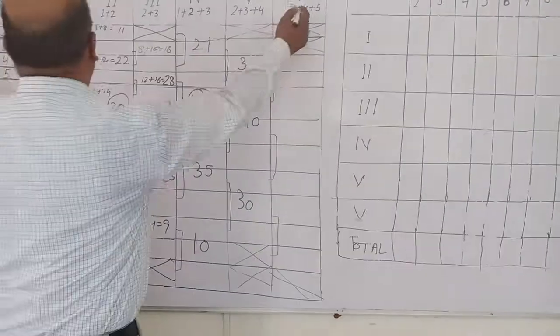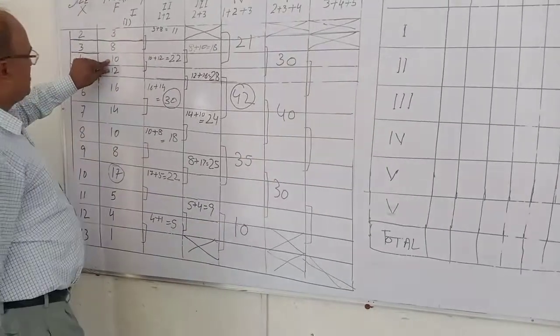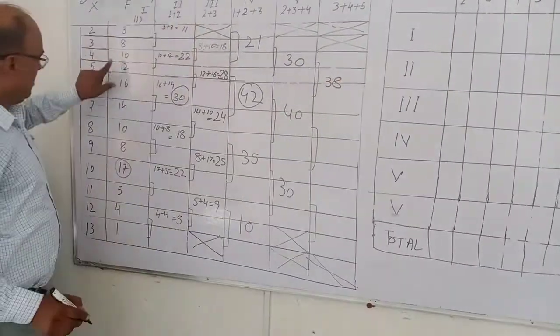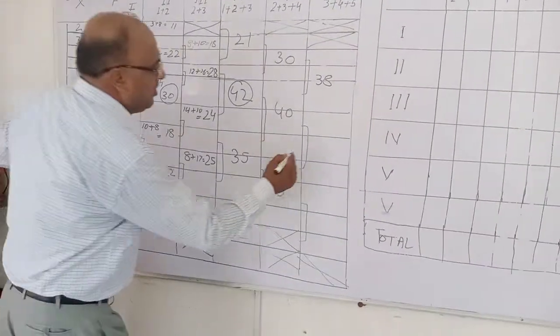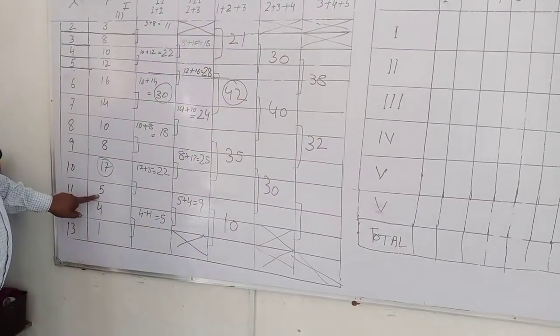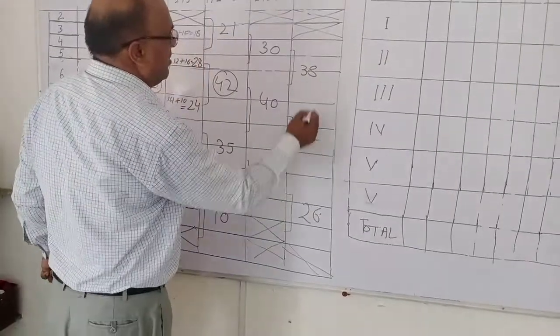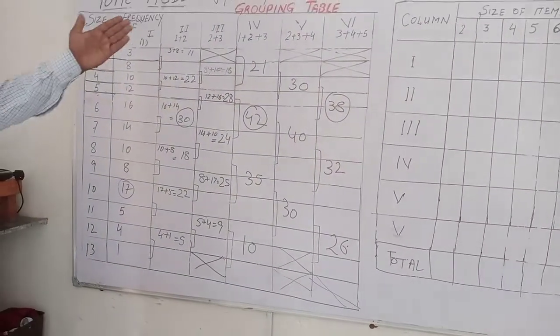Now 3, 4, 5. 1 and 2, 3. 10 plus 12, or 22 plus 16, 38. 14 plus 8, 22 plus 10, 32. 22 plus 4, 26. And out of these, this one is the highest. So this is the way to create the grouping table.